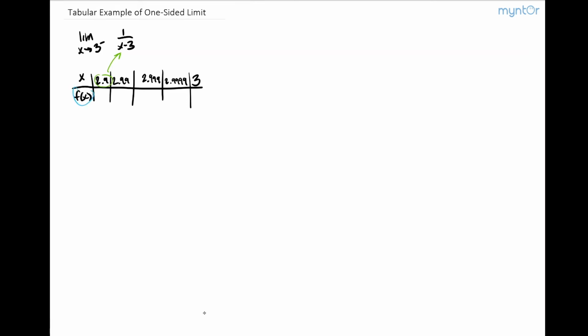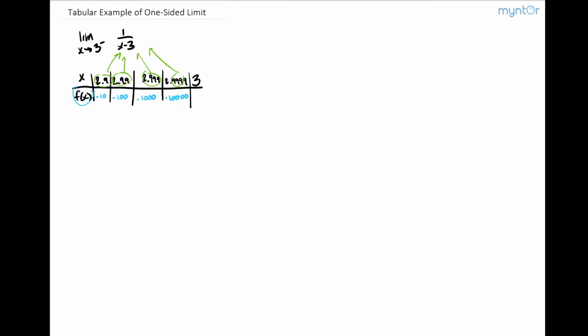And so if we plug in 2.9 into our equation, we get that this is equal to negative 10. If we plug in 2.99 into our equation, we get that f of x is going to be equal to negative 100. And if we keep doing this for each of these values, we'll get a table that looks like this. This is negative 1,000, and this is negative 10,000.